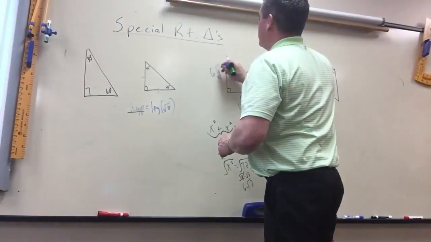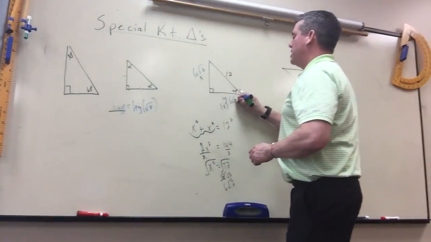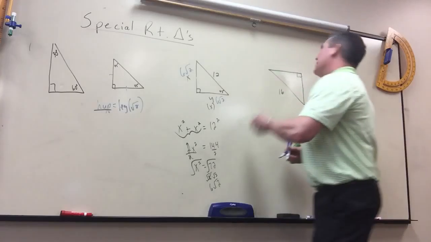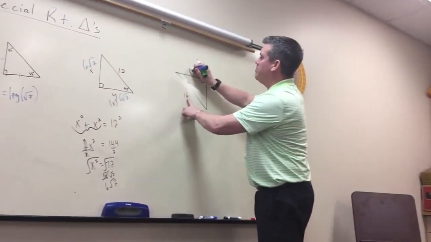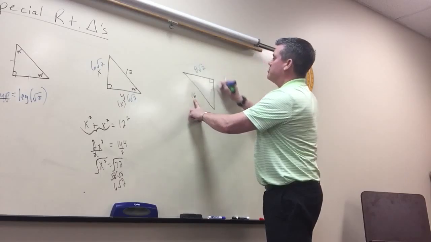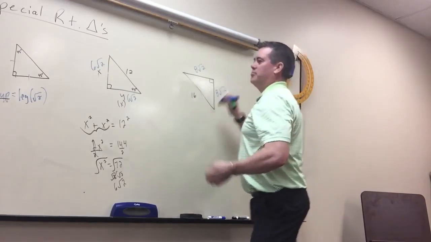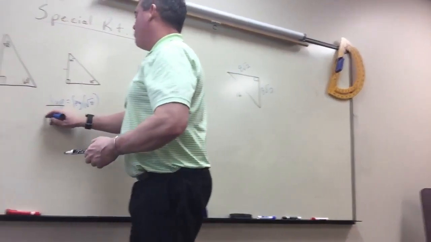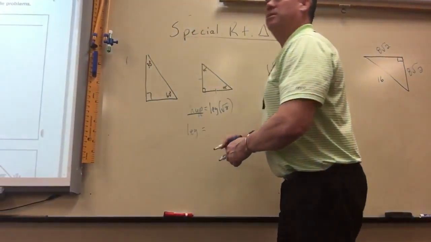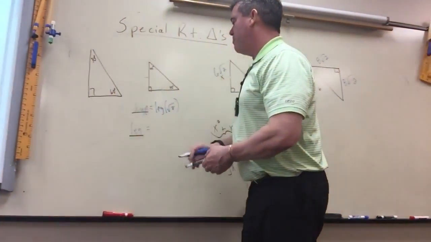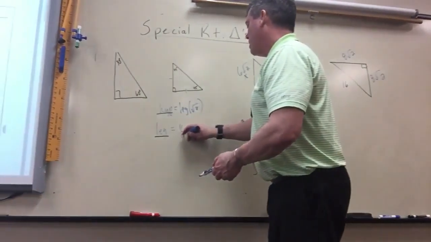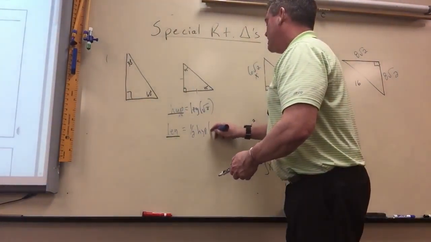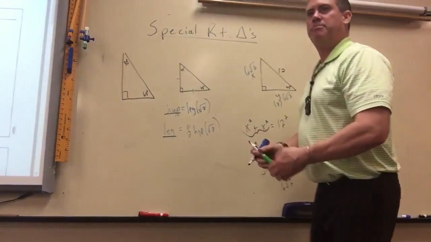So that means this is 6 square roots of 2, and this would be the same. Next one's 8 square roots of 2, next one's... So you already figured out the pattern? The leg is going to be half of the hypotenuse times the square root of 2. So, in order to find the leg, if you know the hypotenuse, you just take half of the hypotenuse times the square root of 2.